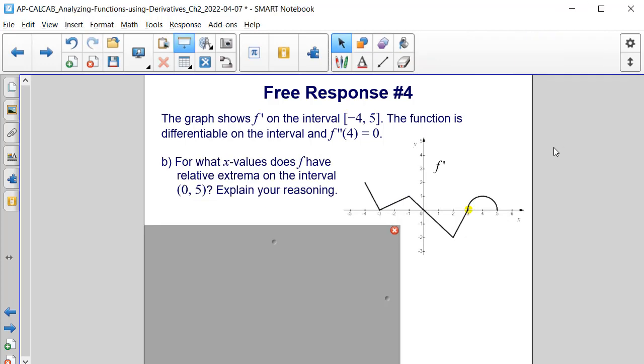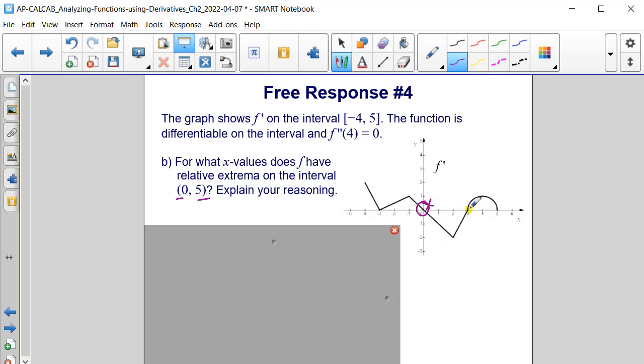For what x values does f have relative extrema on the open interval from 0 to 5? Explain your reasoning. Notice that we have an open interval from 0 to 5, and we're not including our endpoints. Therefore, we're going to ignore this part right here. We don't need it, because at x equals 0, it's not being included.